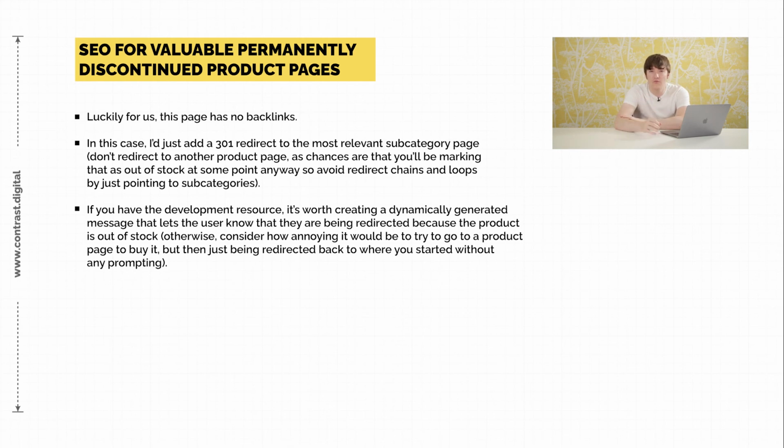When doing the 301 redirect, we're not going to redirect to another product page. We're going to redirect it to the category page. Otherwise, for argument's sake, that product then gets discontinued, and then you redirect that one, so you start to see these redirect chains happening. To resolve this, we just go straight to the subcategory page.